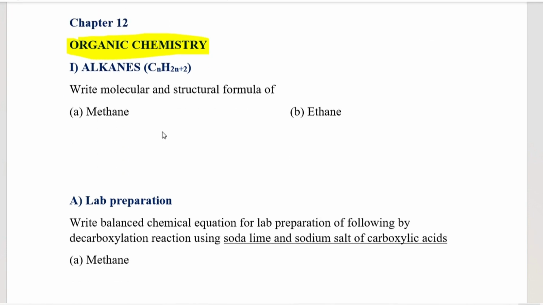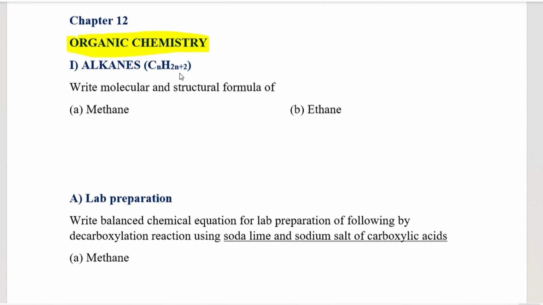Alkanes' general formula is CnH2n+2. Write the molecular and structural formula of methane and ethane. This is strictly as per your 2023 syllabus. Put the value. Methane means carbon number 1, so you will get CH4. This is the molecular formula. C2H6 will be the ethane molecular formula.